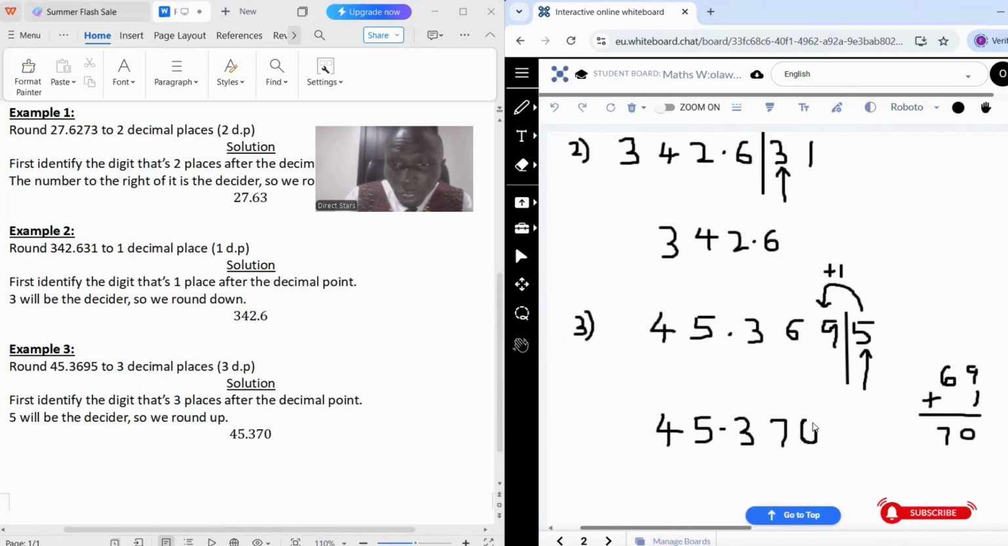45.370. And you have to make sure that you include the 0 there, because the question says that we should round it to 3 decimal places. So meaning that we have to have 3 numbers after the decimal point. So rounding 45.3695 to 3 decimal places, we're going to have it to be 45.370. So that will be all for today.